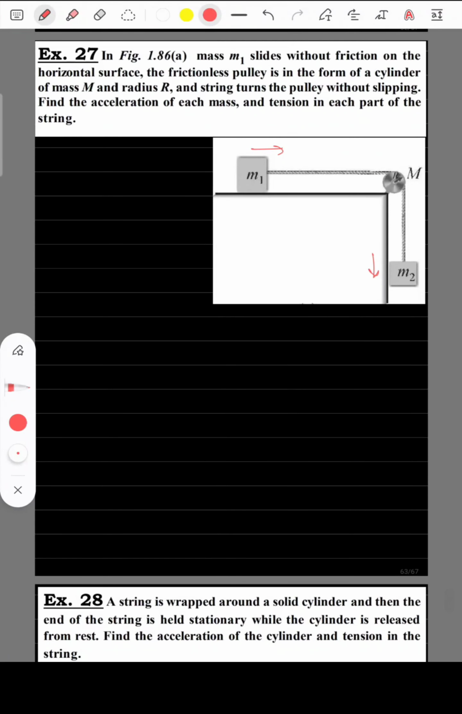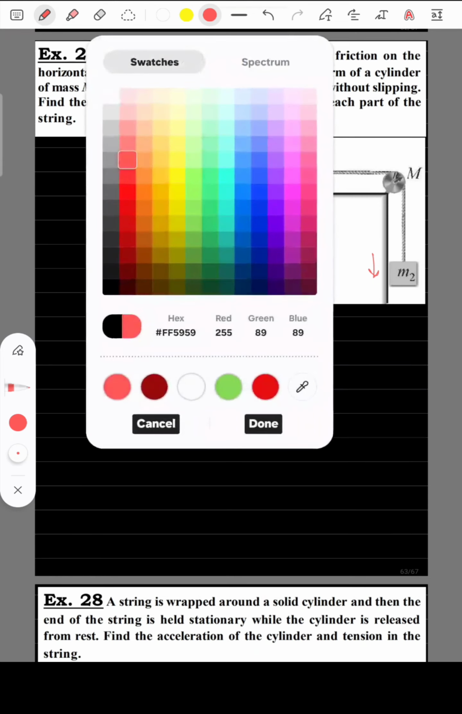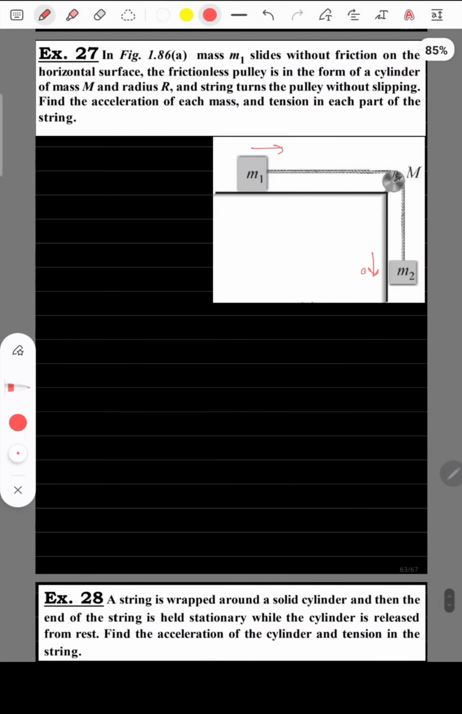In this, mass m1 slides without friction on the horizontal surface. The frictionless pulley is in the form of a cylinder of mass m and radius r, and the string turns the pulley without slipping. Find the acceleration of each mass and tension in each part of the string. So again, the acceleration of the m2 block and m1 block are the same. That's why we can use our short method.